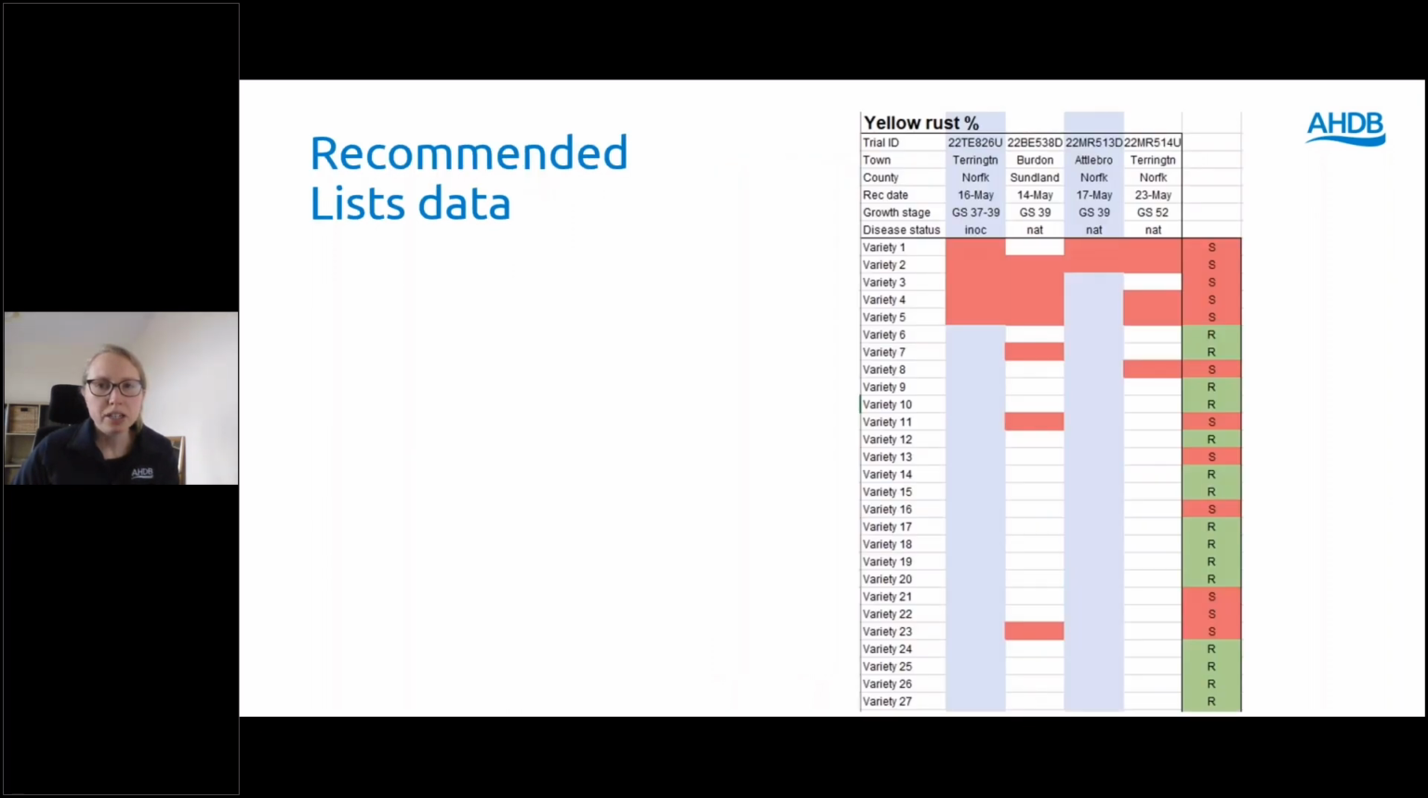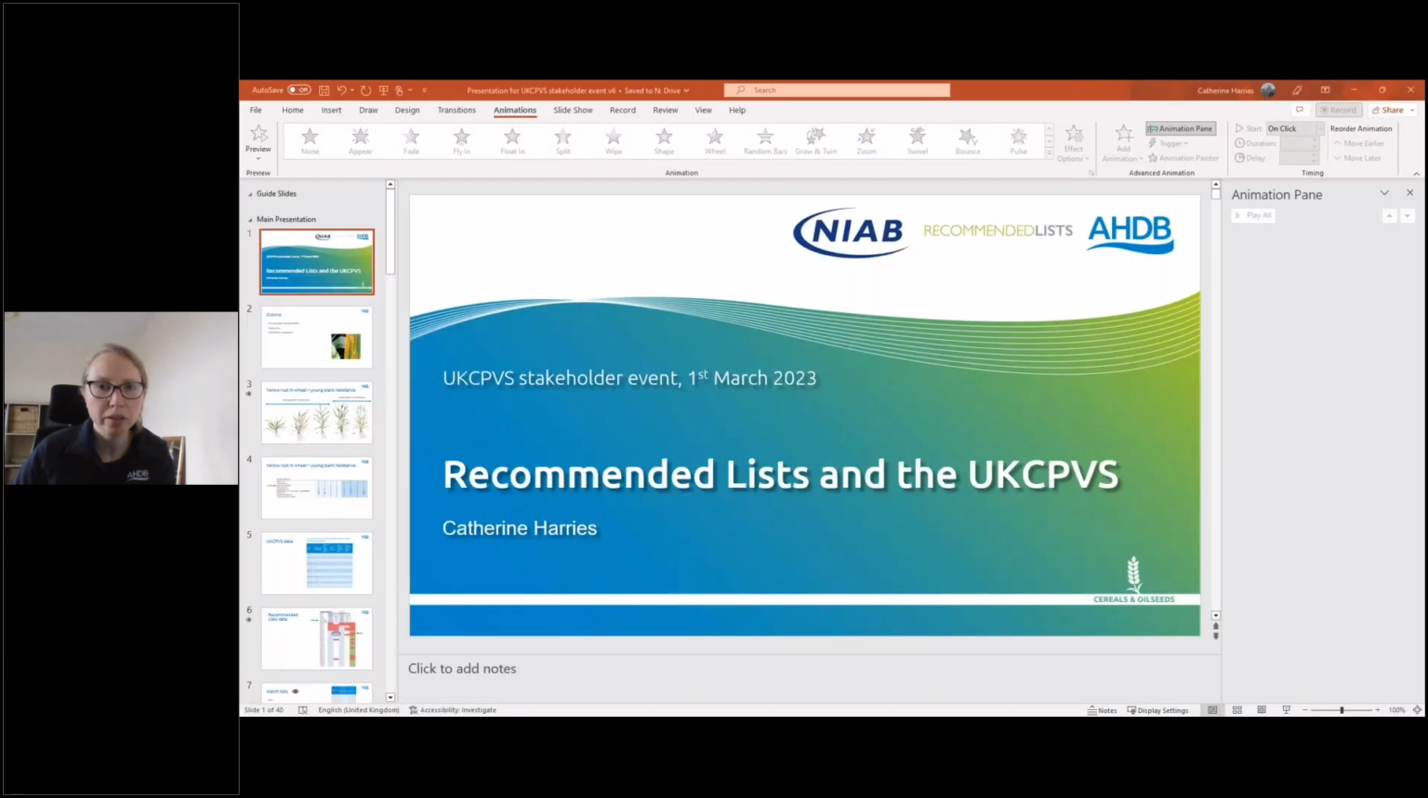But because isolates used for testing are a subset of the population, actual field performance might vary if there are other isolates out in the field not captured by the UKCPVS. So that's why we validate the UKCPVS data with RL field data from before growth stage 55. And you can see here, I've removed the variety names in the data, but this shows the 4 trials that we got data from in the RL in 2022 from before growth stage 55.